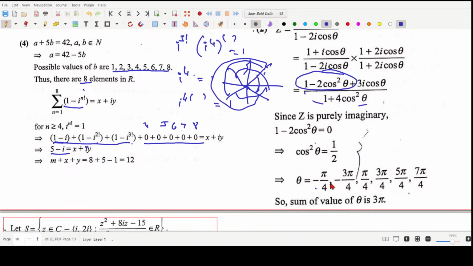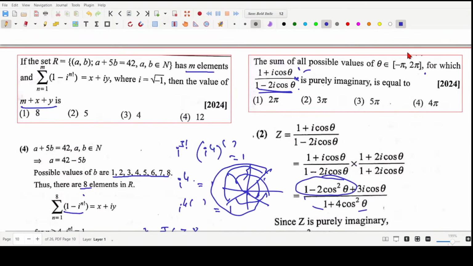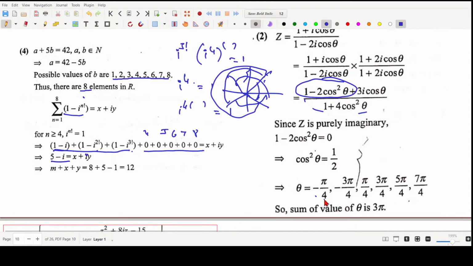Like we did earlier, right? Earlier we did between 0 and 2 pi. Now it is between minus pi and 2 pi. So that's how we got these two extra. We had done earlier this one, sine square theta equals half. We got these four. Now we are getting these two also extra.